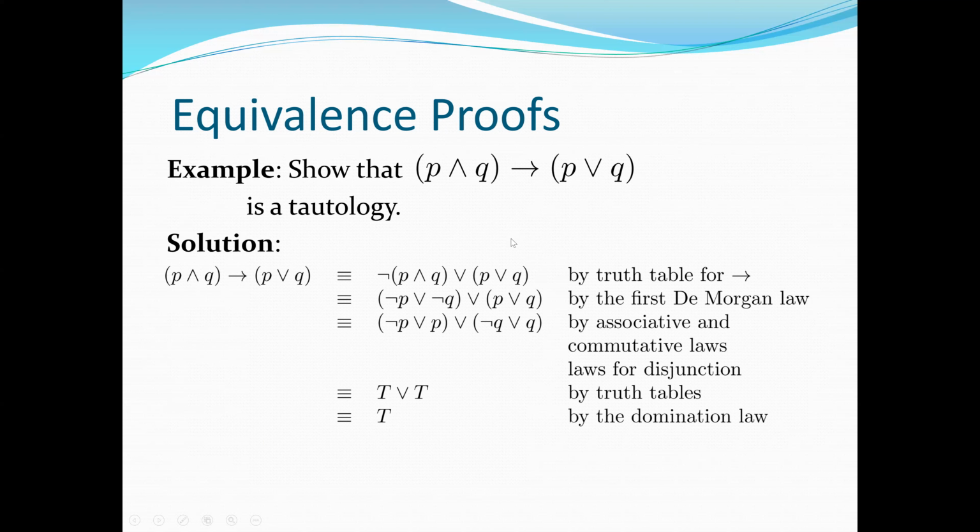So removing the parentheses, I get not P, and AND becomes OR in the second line, then we get not Q, then we get or P or Q. So we convert it: not P or P, then not Q or Q. So this becomes T or T, and the answer will be T. So this is a tautology. This expression is always true.